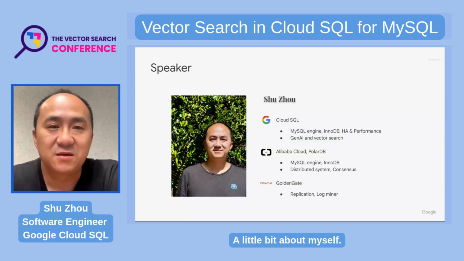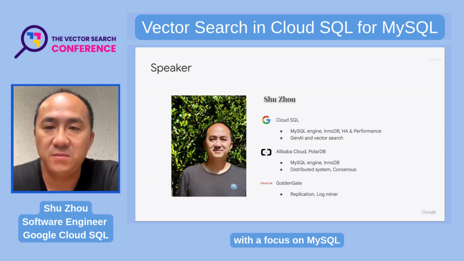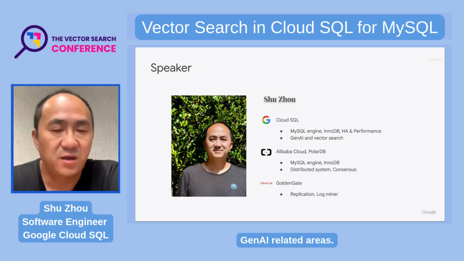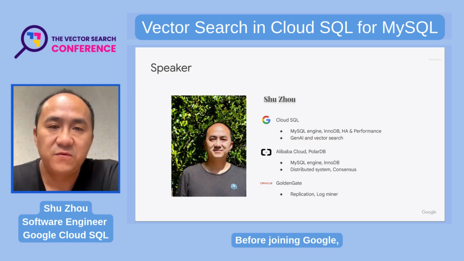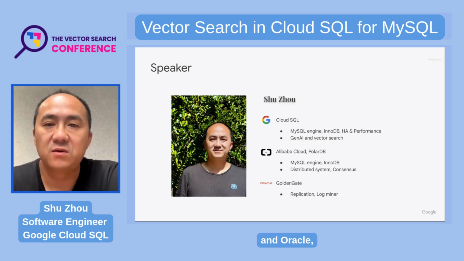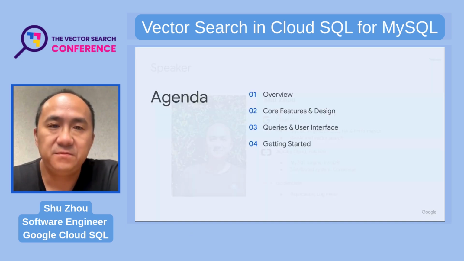A little bit about myself. My name is Shu. I'm currently working for Google. I'm in the Cloud SQL for MySQL team with a focus on the MySQL engine, vector search, and GenAI related areas. Before joining Google, I had worked for Alibaba and Oracle, also in database and distributed systems.